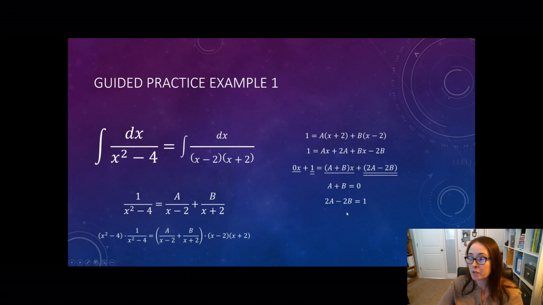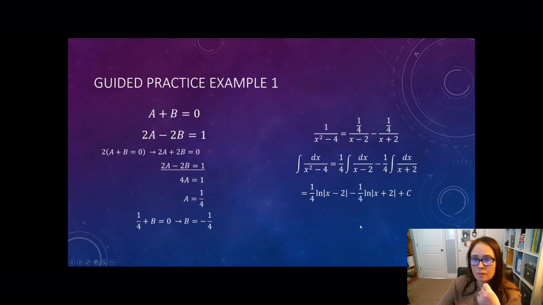And so now I have the system of equations. No x's are in there anymore. And I'm going to solve this using those old methods from algebra. I can either do a substitution method or an elimination or addition method here to solve this. So a plus b equals 0, 2a minus 2b equals 1. What I'm going to do is multiply the first equation by 2, and then I'll add that to the second equation, causing the b's to cancel out here.